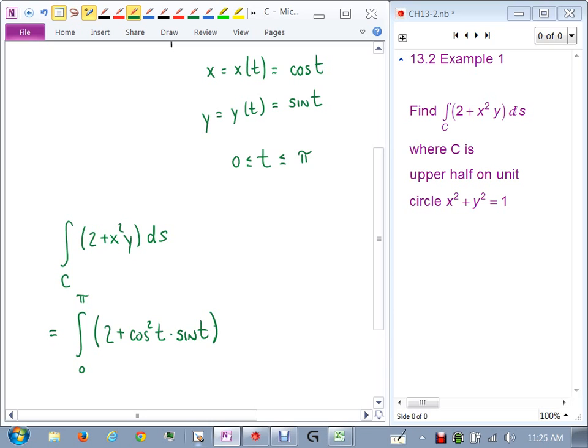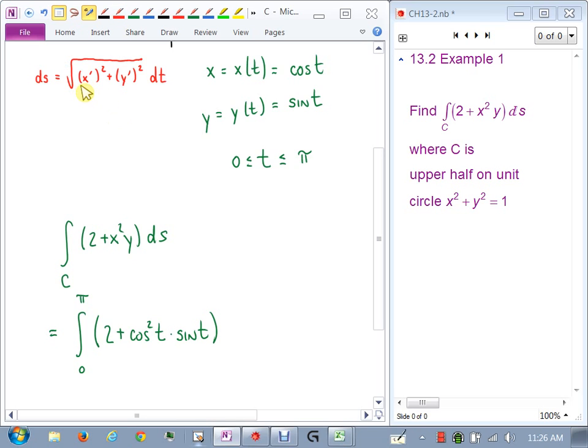Now ds is probably going to require a little bit of work, so maybe I'll do ds somewhere else and bring it back here. Is that all right with you? I'll do it in this top corner. ds is the square root. Is it all right if I say x prime squared plus y prime squared dt? Is it all right if I say that instead? That way I don't have to write dx dt, dy dt.